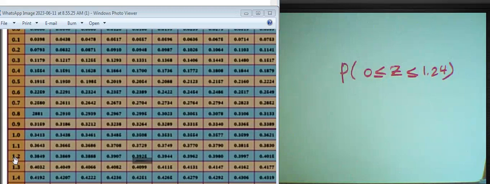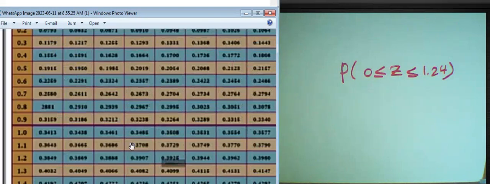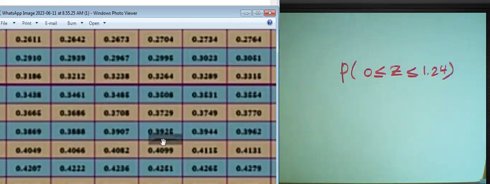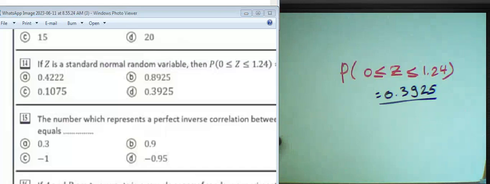Look at here, 1.2 and the fourth, it's the result here, 0.3926. Okay, 1.2 and 4 right here: 1.2 here, and choose 4 in the hundredths. The intersection in this part, this area, will be 0.3926. Choose letter D for this example.